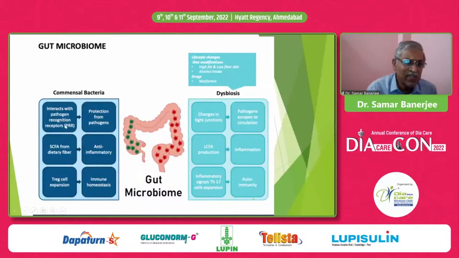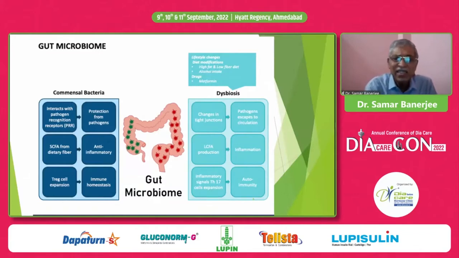Commensal bacteria interact with pathogen recognition receptors, we call it PRR, and lead to protection from pathogens. Short-chain fatty acid from dietary fiber leads to anti-inflammatory effect. Direct cell expansion leads to immune homeostasis. And lifestyle changes in terms of diet modification by avoiding high-fat, low-fiber diet and alcohol restriction, and with drugs like metformin, there is much improvement.